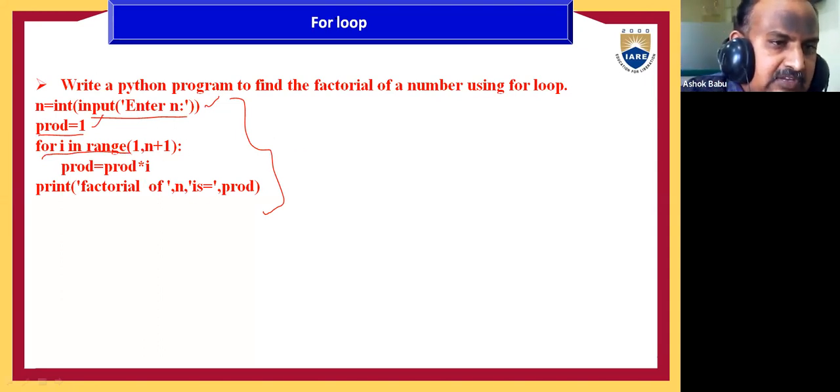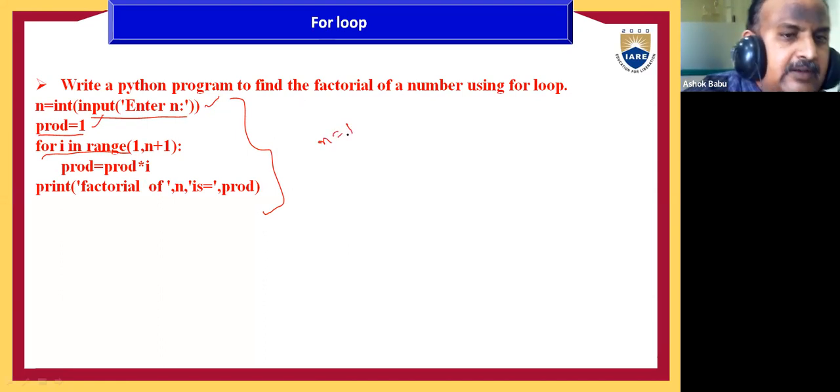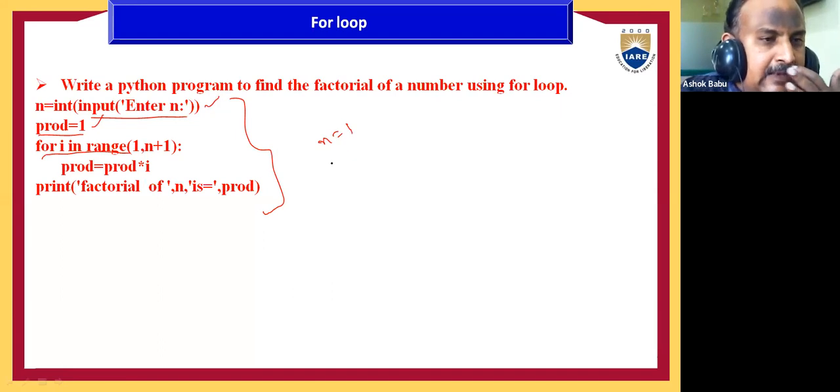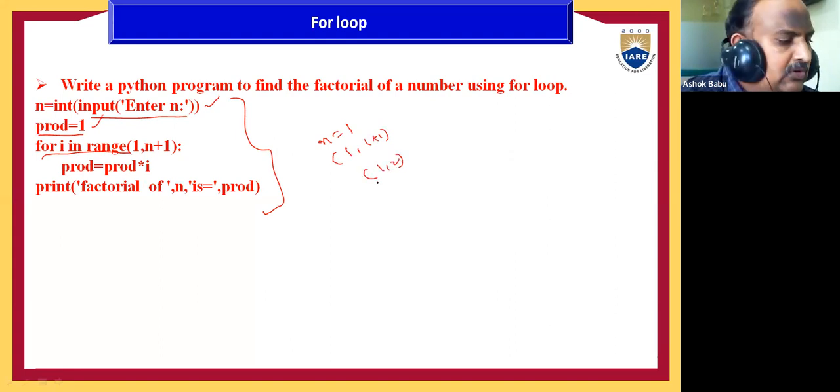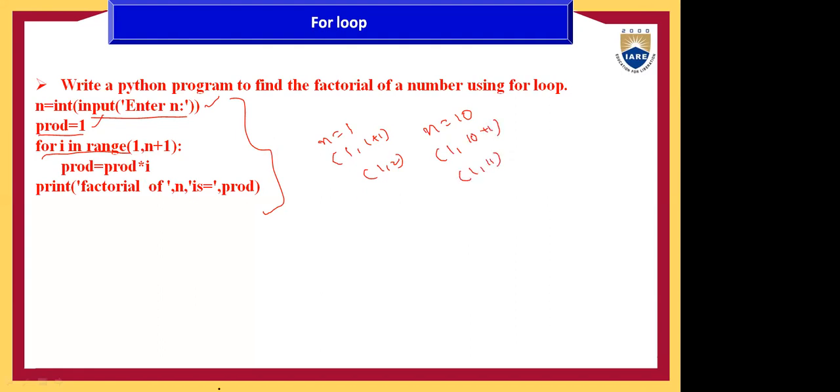Suppose you assume n equal to 1, then i is ranging from 1 to 1 plus 1, that is 1 comma 2. In a similar fashion, if you assume n equal to 10, then i is ranging from 1 to 10 plus 1, the range is 1 to 11.